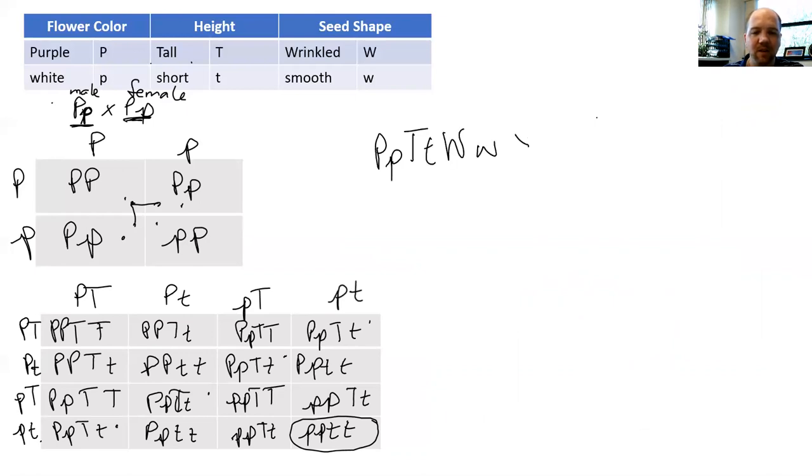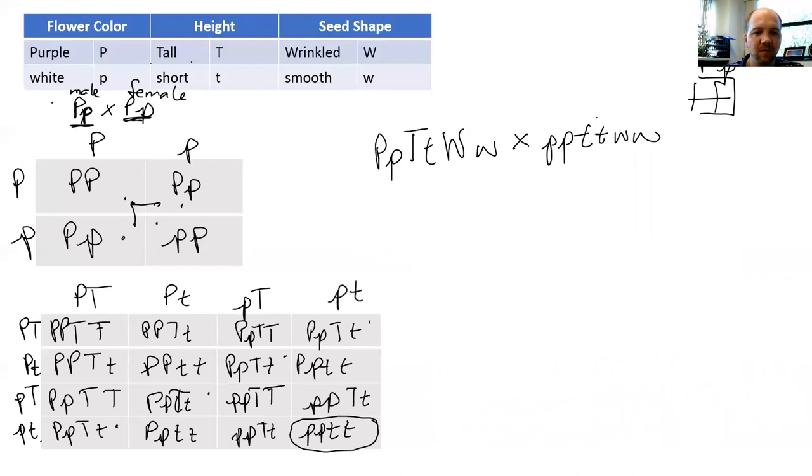And let's cross that with an individual that is white, short, and has a smooth seed. Okay. So what we want to do first, in order to figure this out mathematically, the best thing to do is to make little Punnett squares, right? So let's do a Punnett square for each of these traits and figure out what the probability of each of these individually is going to be.